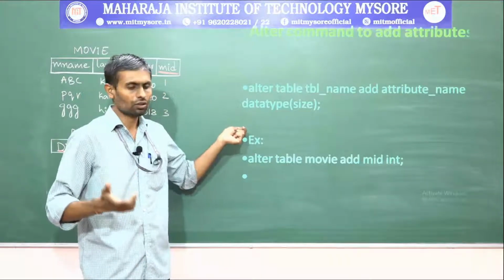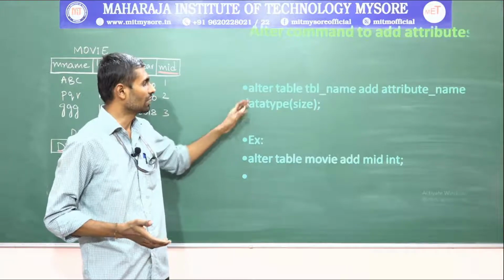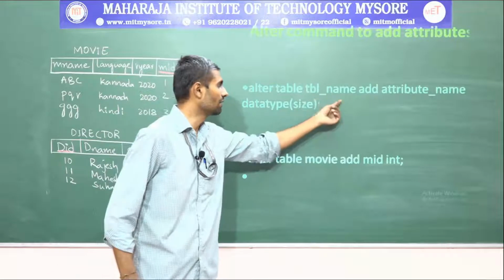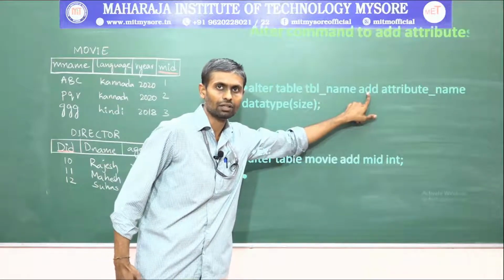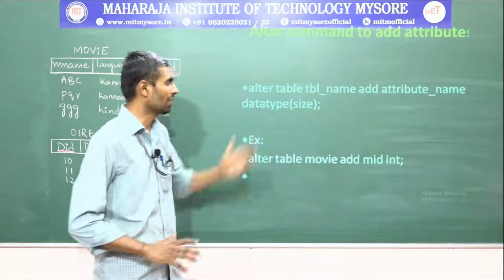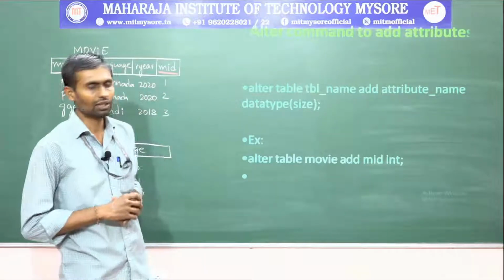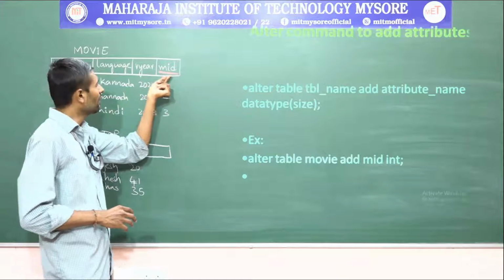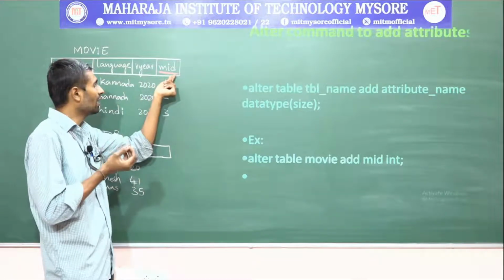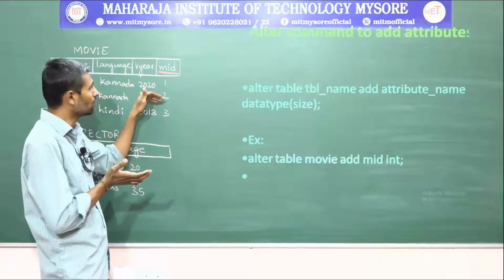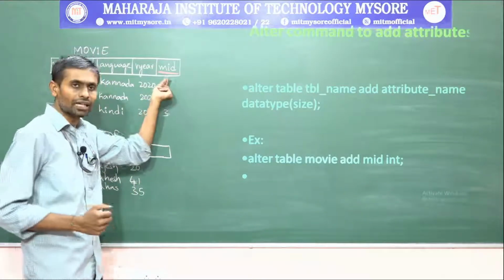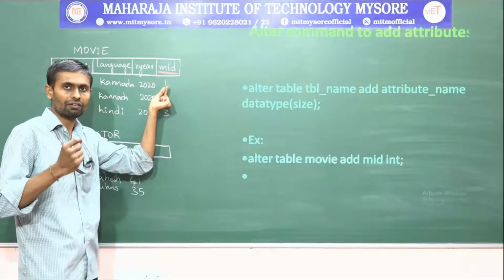We discussed how to add an attribute to a table with the help of the alter command. What is the syntax? ALTER TABLE followed by the table name, then ADD is the keyword, followed by the attribute. For example, in the last session we learned how to add the MID we had missed, the movie ID, as an attribute to uniquely identify each tuple in the movie table. That's why we added MID as an attribute.